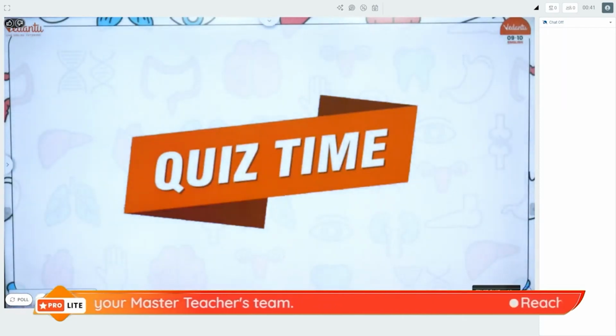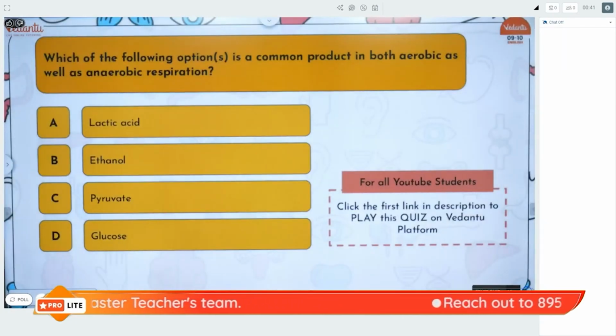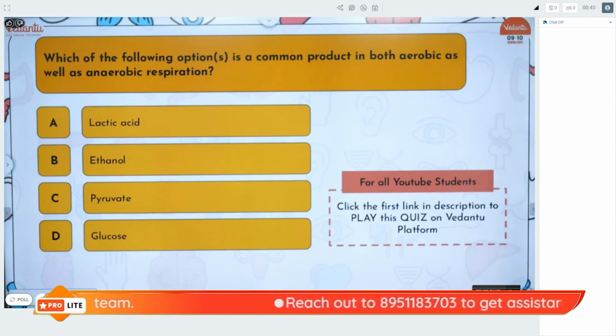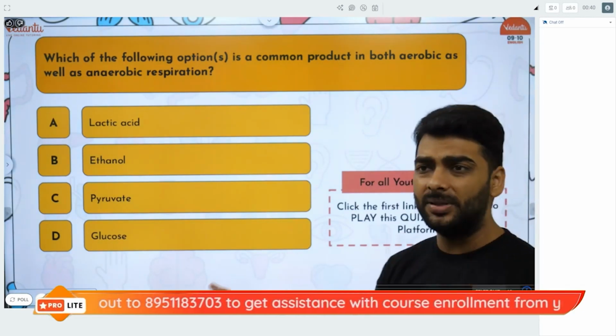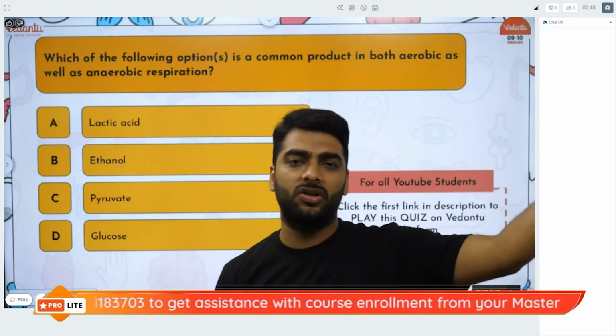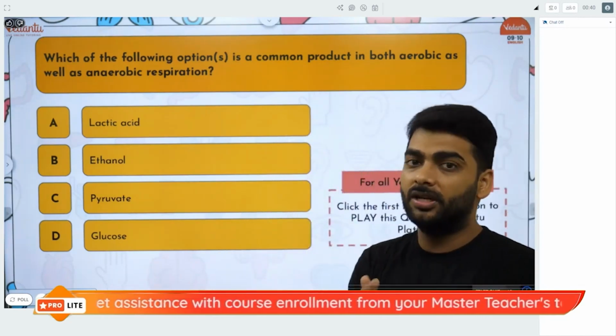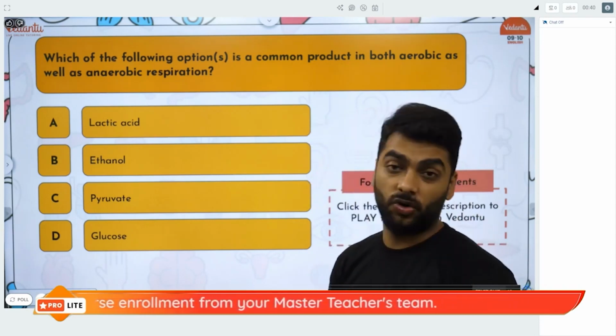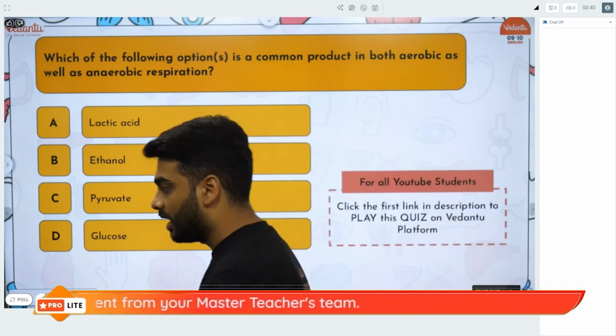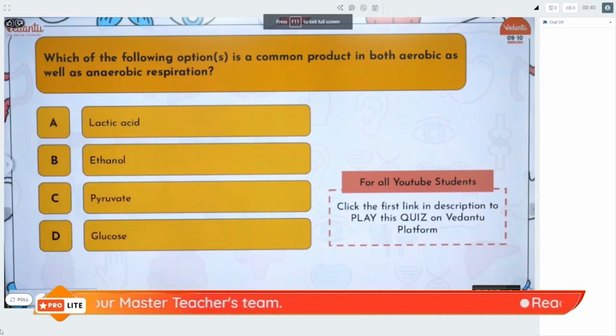So, bringing you the first question. Which of the following options is a common product in both aerobic and anaerobic respiration? Whether it is aerobic, anaerobic or semi-aerobic also, this particular compound is compulsory. It's common for all, and later on the rest happens. What is that common 3-molecule compound? Is it lactic acid, ethanol, pyruvate or glucose? The 3-carbon compound. What is it? Come on, quickly tell me. I'll give you 15 seconds for this and your time starts now.